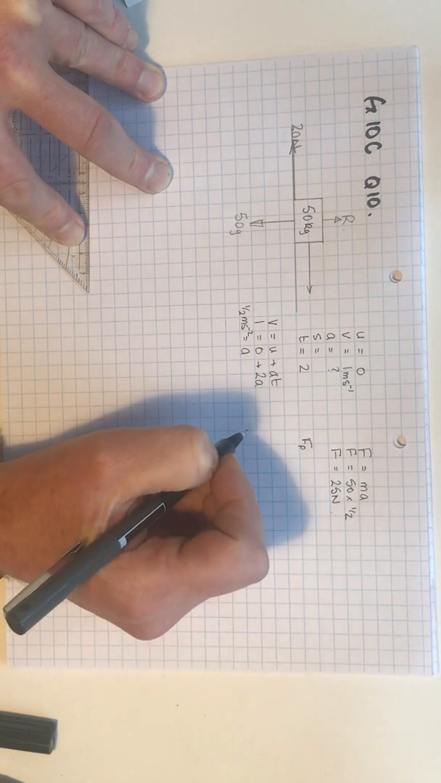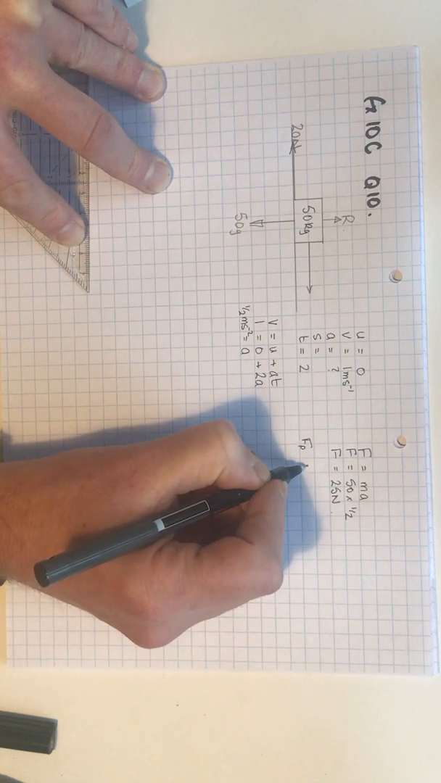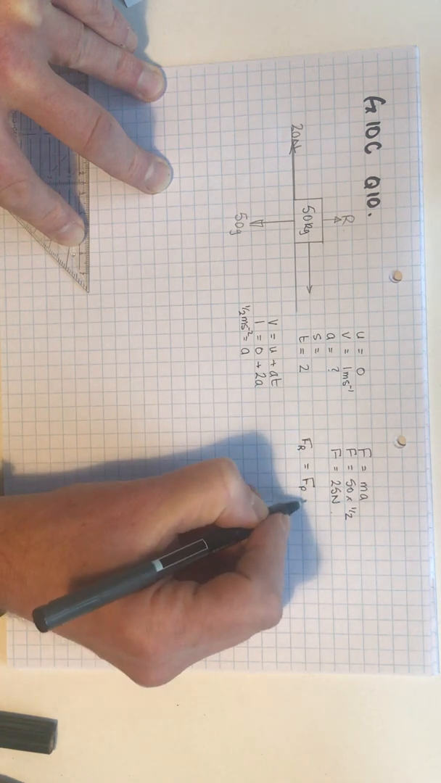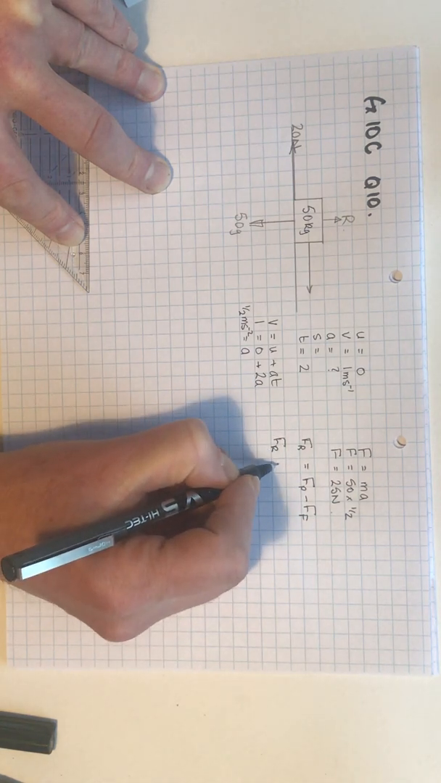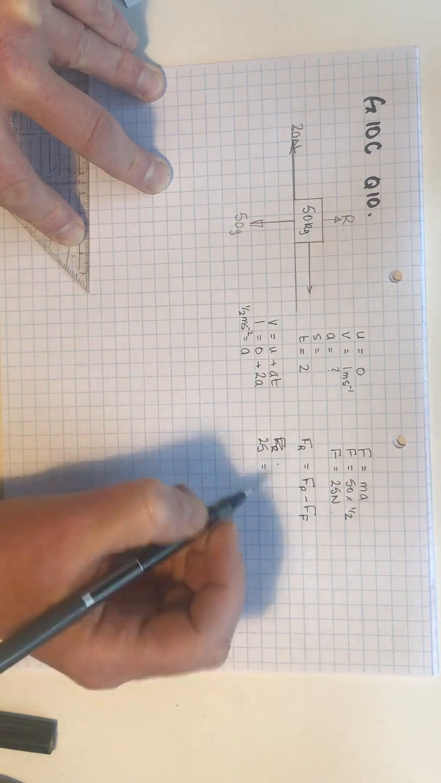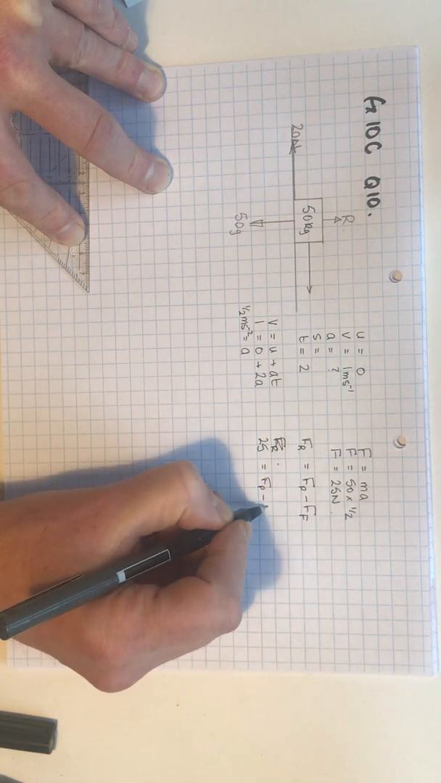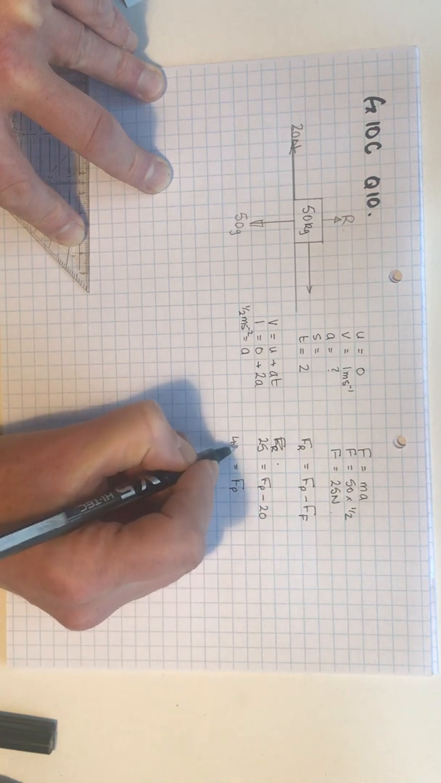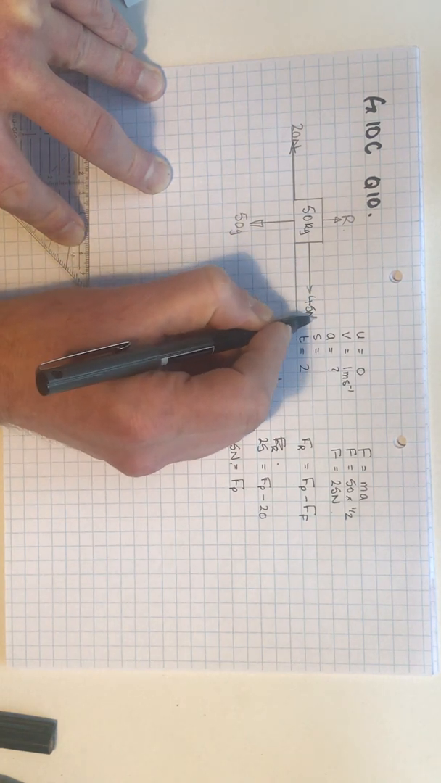So the pulling force is, the resultant force is the pulling force take away the frictional force. So the resultant force, which is 25, because that's the actual final force that we have. That's the pulling force take away the friction. So the pulling force must be 45 newtons. That means that the force this way is 45 newtons.